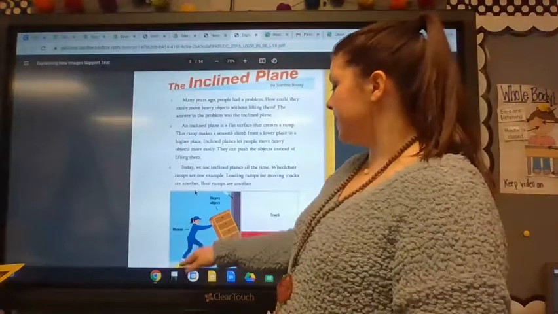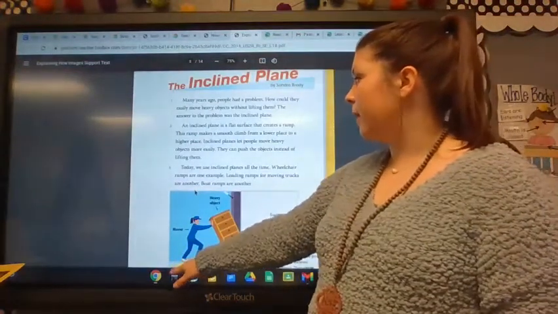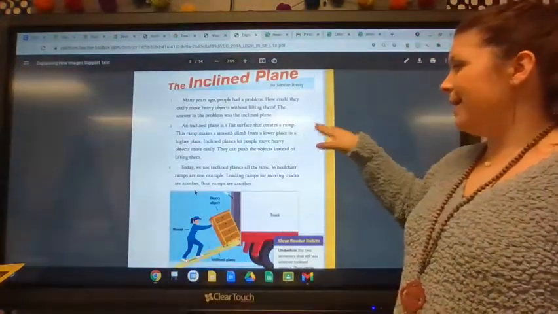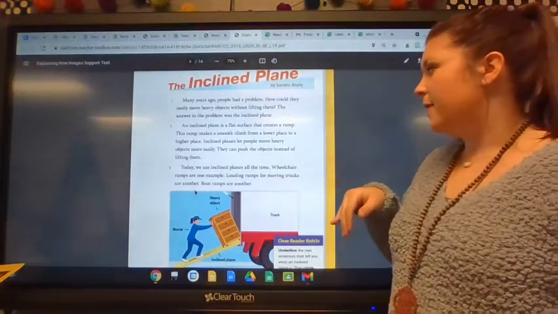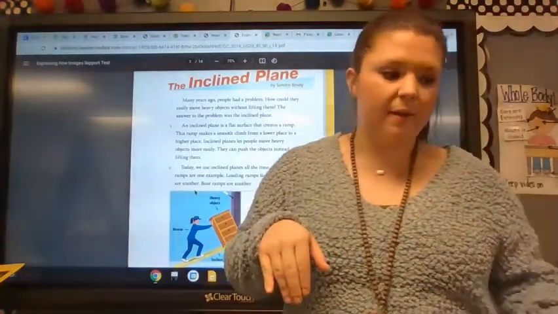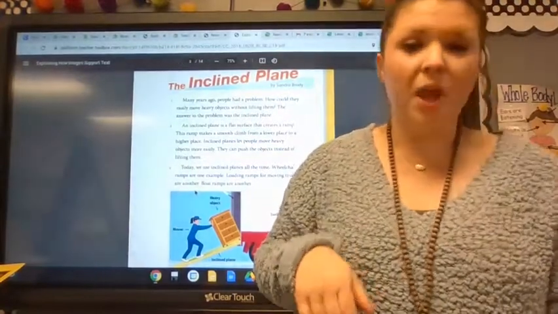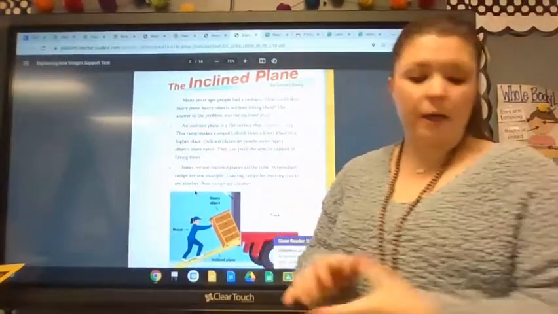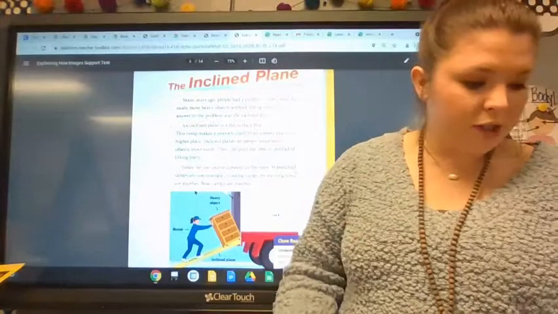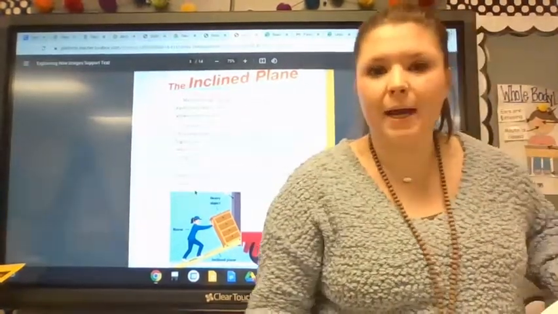All right, it helps them to push things from a lower spot to a higher place. They can push them instead of lifting. Great job. All right, guys, so now what we're going to do is focus our attention to the question on page 299.